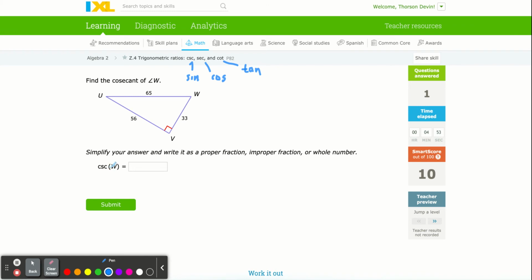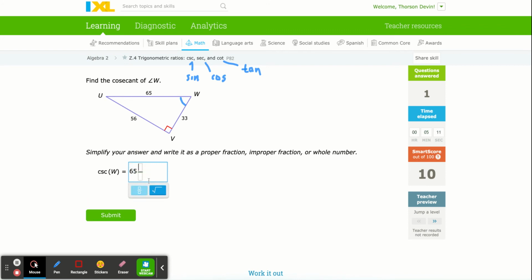So when I'm looking for the cosecant, again, cosecant's the sine, so W is here. Sine is opposite over hypotenuse. So the cosecant would be hypotenuse over opposite, or 65 over 56.